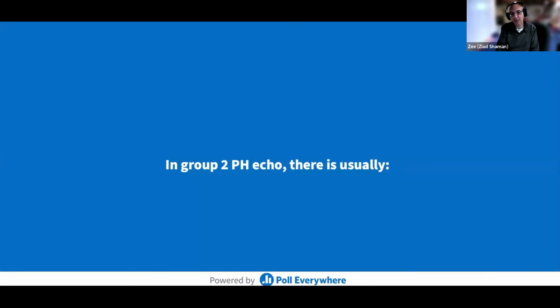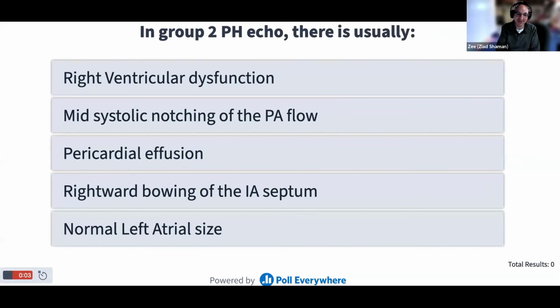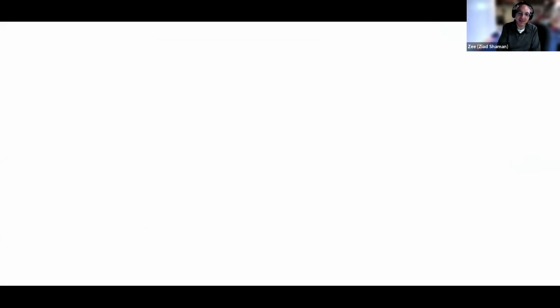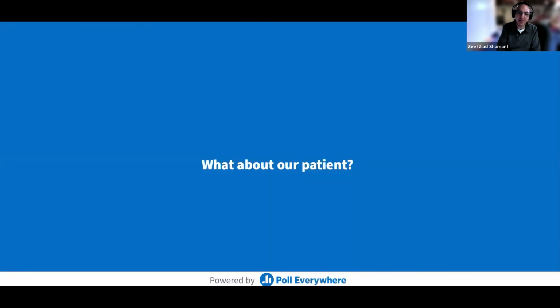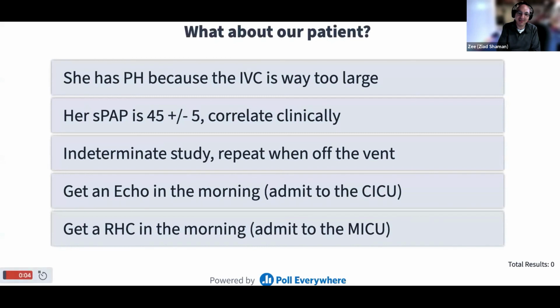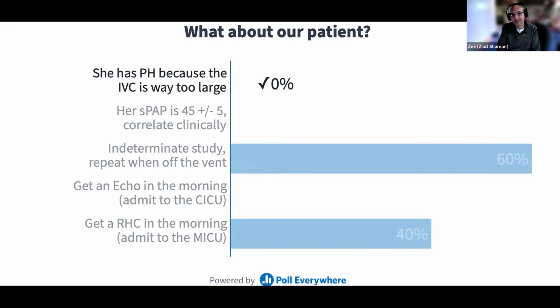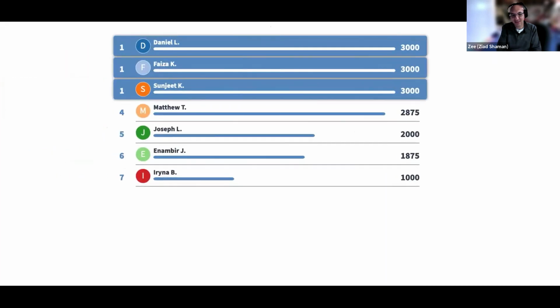In group 2, pulmonary hypertension and echo, there usually is, remember that's my answer, not the right answer that I wanted you to choose. Okay. Nice. And finally, what about our patient? Okay, all of it is right. Okay, great.